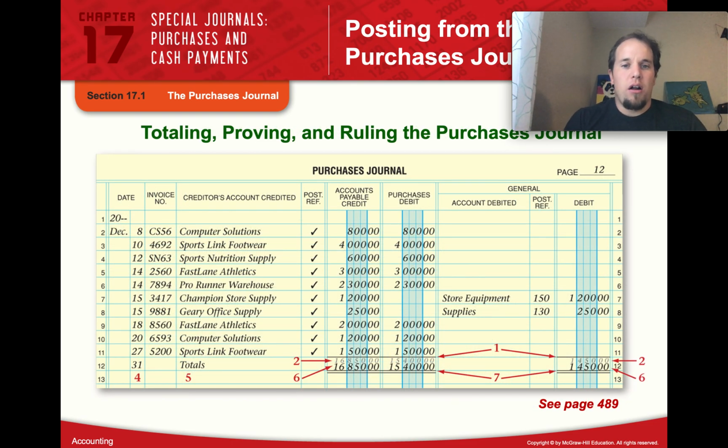Here is an overall view of a purchase journal and all the different accounts. As you can see here, the check mark in the post reference column indicates that things have been transferred and information has been sent. If you go to page 489 in your book, you will be able to see a little more detail about the diagram we have here. But as we've done with the accounts receivable one, we are going to rule the line and put a total down there. And now we have total amounts for the general debit, the purchases debit, and we also have the accounts payable credit.